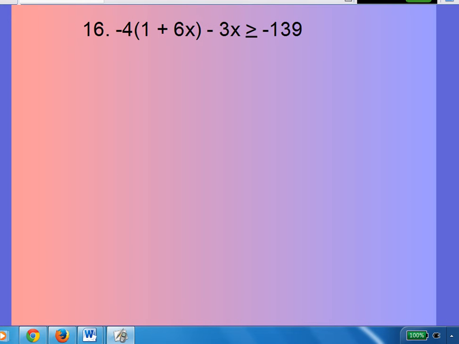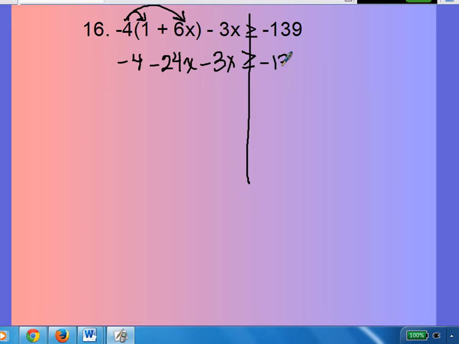Alright, so here we have another problem that you have to solve. Give me a second. I'm going to check to make sure I copied it down right. Yes, I did. Alright, so we're going to solve this problem. Here again is our border. We're looking at the left hand side and we are trying to simplify, so we must distribute. So we get negative 4 minus 24x minus 3x is greater than or equal to negative 139.